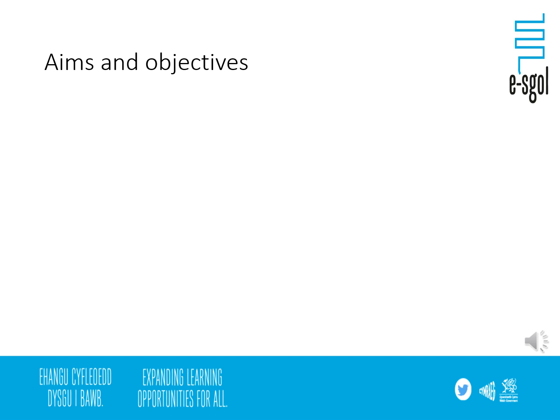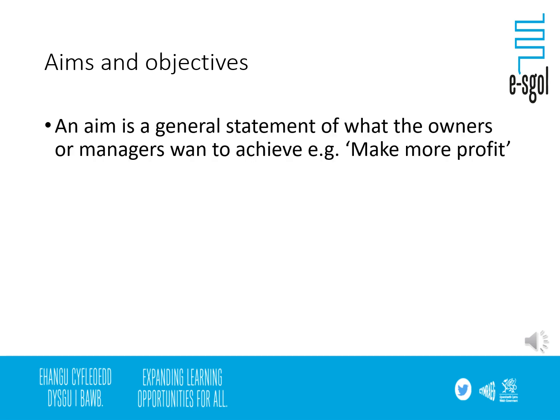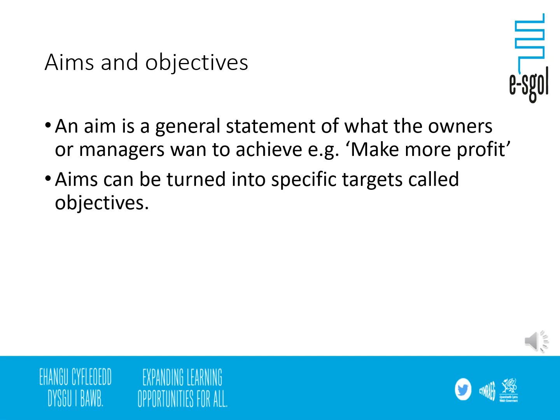Some of the things that you're going to need to know is the difference between aims and objectives. So aims is a general statement of what the owner or managers want to achieve. So it might be make more profits. So that's kind of a general statement.